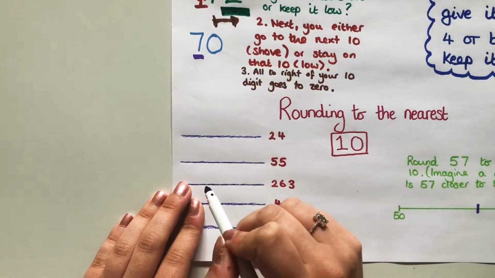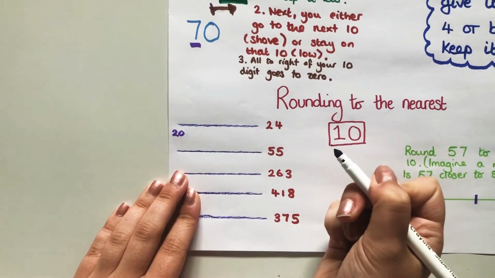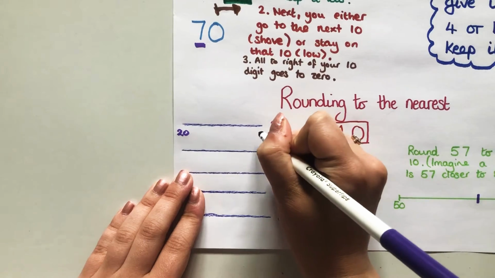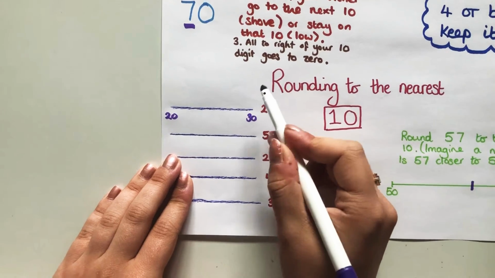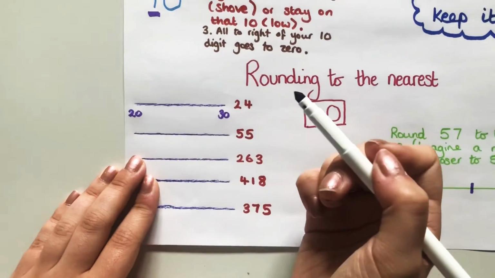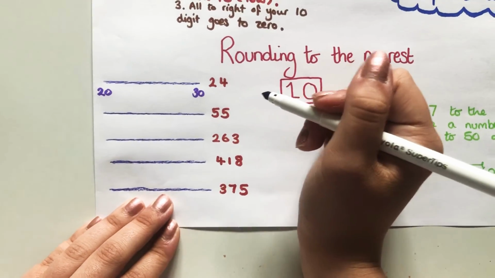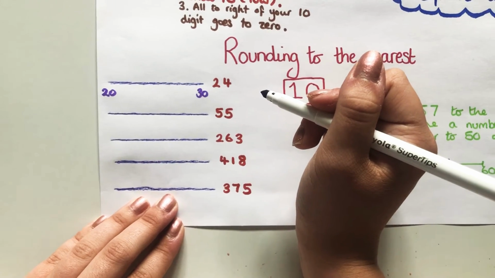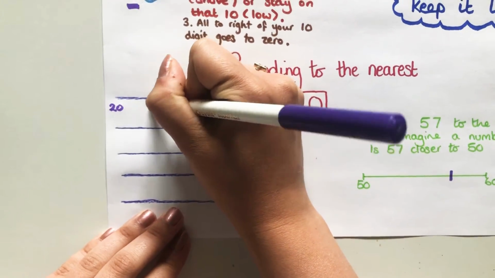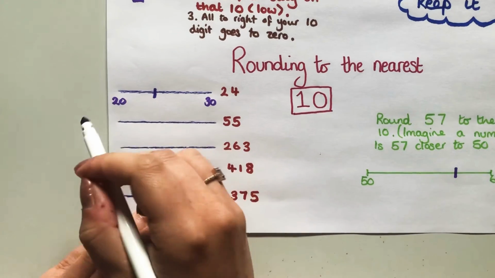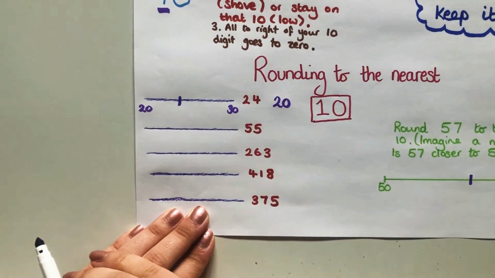So 24, rounding it to the nearest 10. So I'm either going to keep it low, where the tens digit stays the same, at 20, or give it a shove, where the tens digit goes to the tens digit above. So from 20, that'll be 30. So 24, where is 24 going to be between 20 and 30? Pause the video here, have a go yourself. Unpausing the video, I'm going to put 24 here. So it is just about closer to 20, meaning it will be rounded to 20.